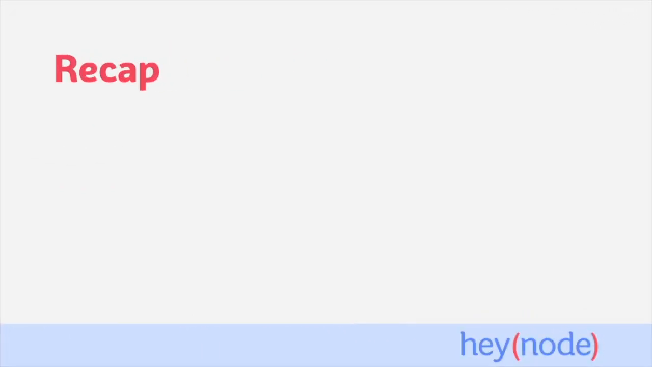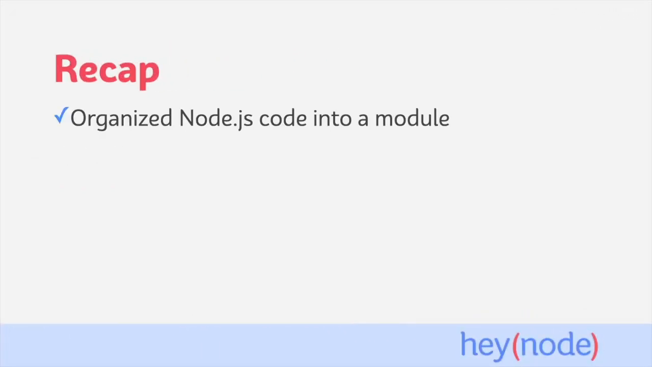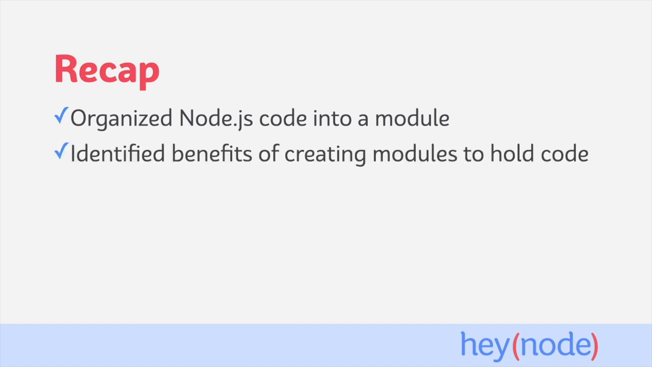To recap, in this tutorial, we took code that interacts with the NASA Exoplanet API and organized it into a module. We used module.exports to export code from the file so we could import it elsewhere in our application. We talked about how creating modules allows you to organize code you'll be reusing or that serves a specific function into a single file, making that code available to be used in other parts of your application.